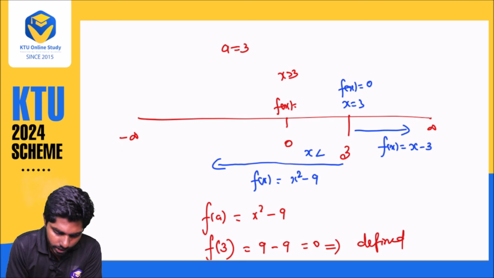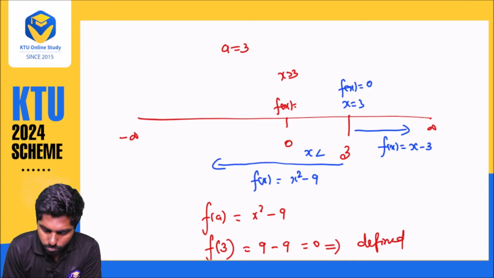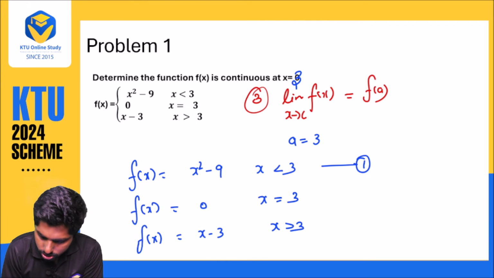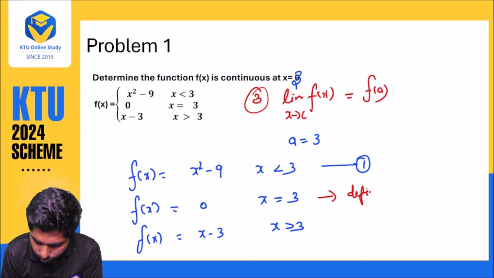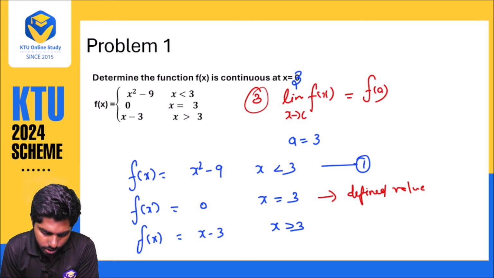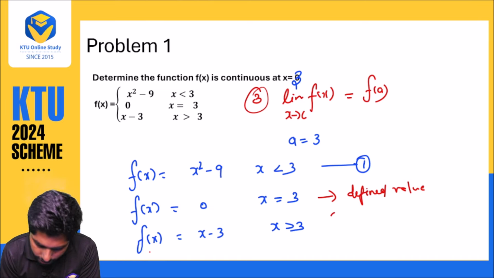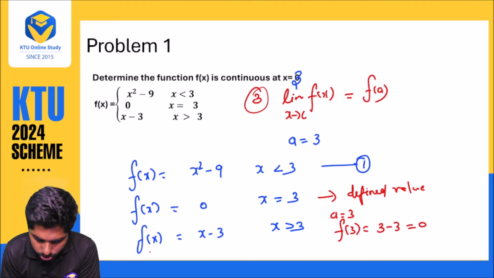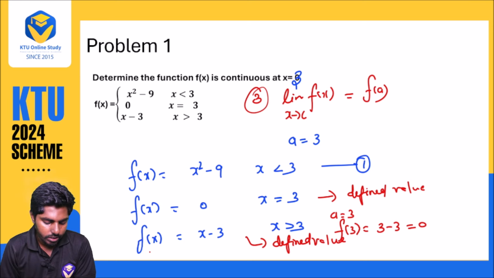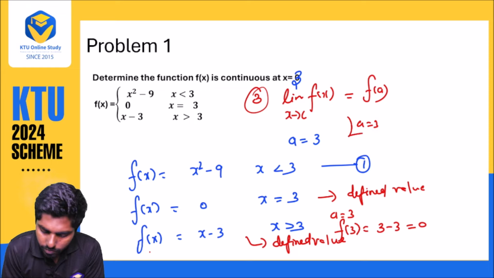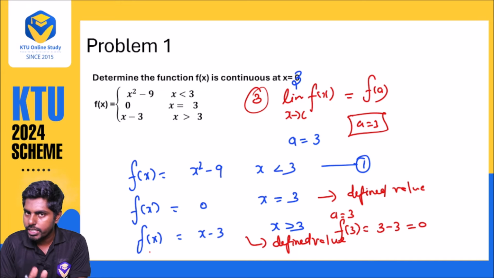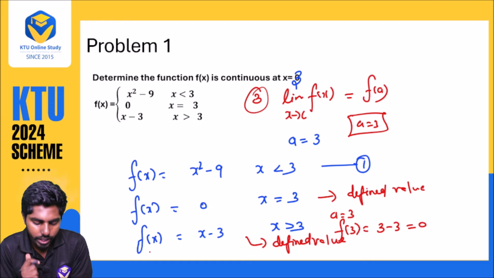So let me check the other condition. Here, see, the second condition also is a defined value. So no problem here. Here, when you apply a is equal to 3, what will happen? f of 3 is equal to 3 minus 3 is equal to 0. This is also a defined value. So the first condition is satisfied, because in every condition, when a is equal to 3 and we substitute, we get 0, which is a defined value. So f of a is a defined value.